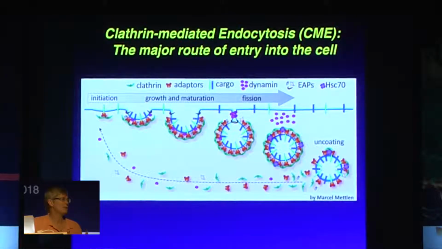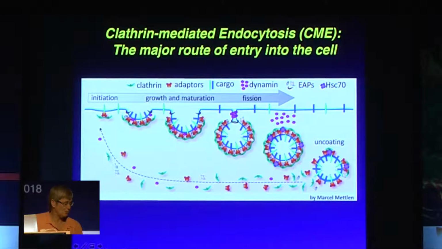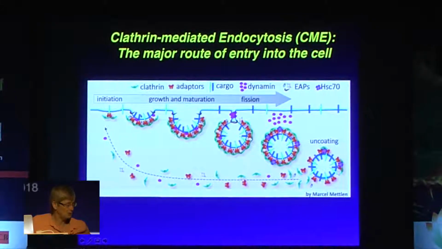The major endocytic pathway in mammalian cells is Clathrin-mediated endocytosis, which is a multi-step process that starts with initiation. This is when the adapter proteins bind to the plasma membrane and recruit the major coat protein clathrin. The continued assembly of adapters and clathrin helps to recruit cargo molecules into a growing and invaginating coated pit.